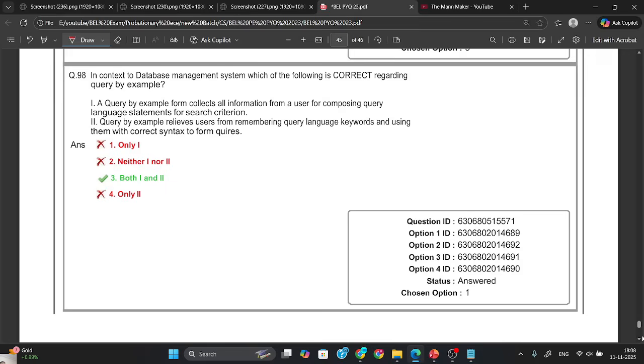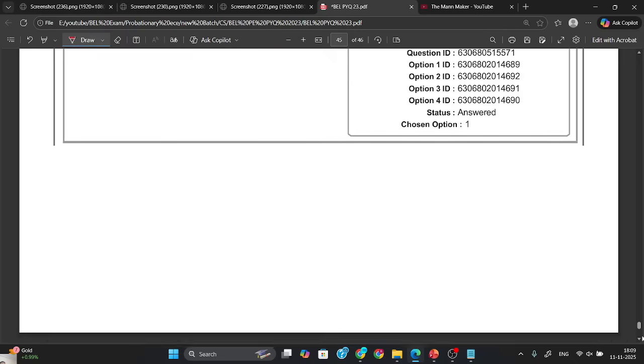In the context of database management, which of the following is correct regarding query by example? A query by example form collects all information from a user for composing a query language statement or search creation. This is correct only. Query by example relieves users from remembering query language keywords and using them in the correct syntax of a form query. This is also correct. So both are correct only.